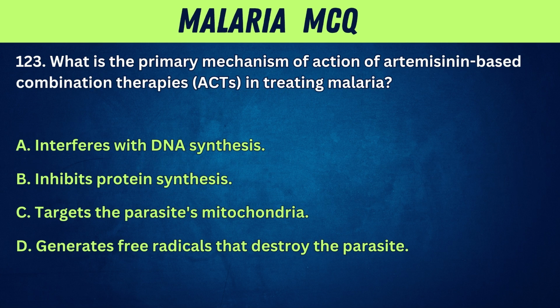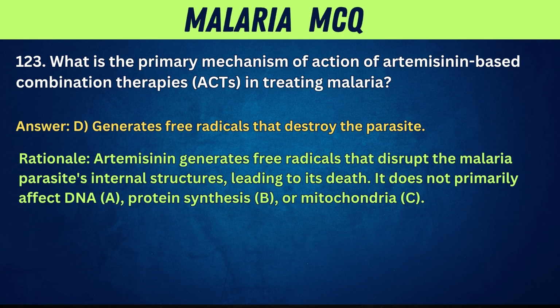123. What is the primary mechanism of action of artemisinin-based combination therapies, ACTs, in treating malaria? A. Interferes with DNA synthesis. B. Inhibits protein synthesis. C. Targets the parasite's mitochondria. D. Generates free radicals that destroy the parasite. Answer: D. Generates free radicals that destroy the parasite.